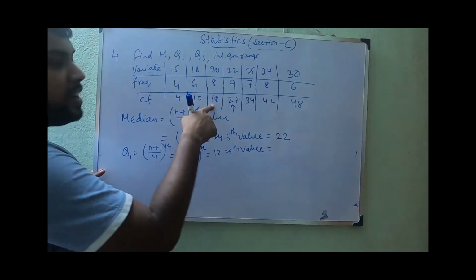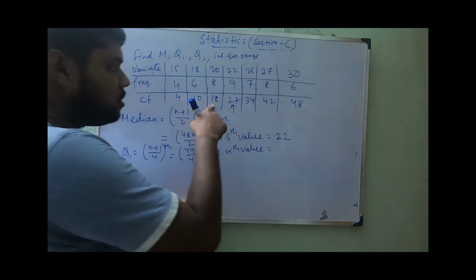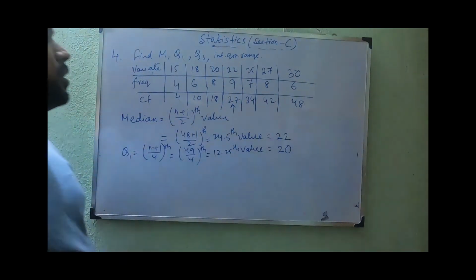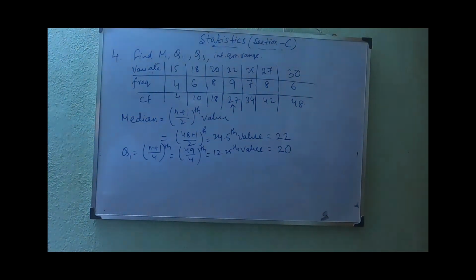Now 12.25 lies here. It is one single value only. So therefore it is 20. Fine.